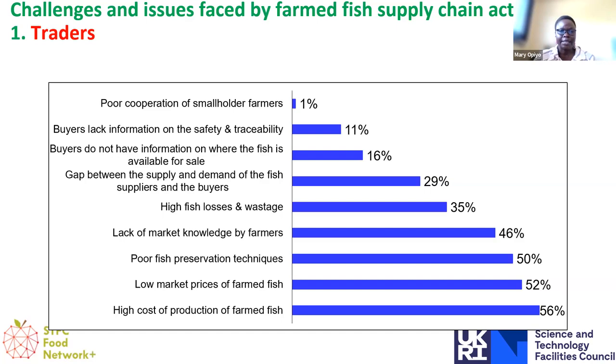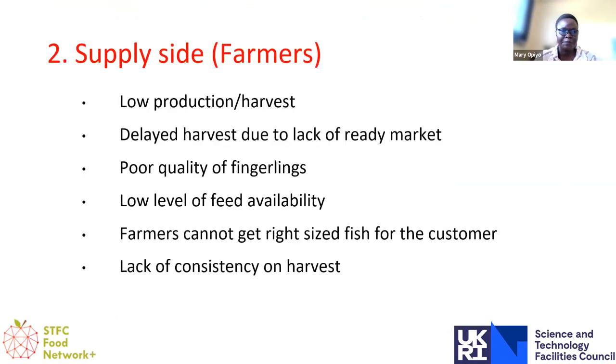And then 29% were saying that there is a gap between supply and demand, between the fish suppliers and the buyers. And 16% were saying that they don't have information on where to sell the fish, while 11% were saying that buyers lack information on the safety and traceability, the ones who have an interest in the safety of the fish.